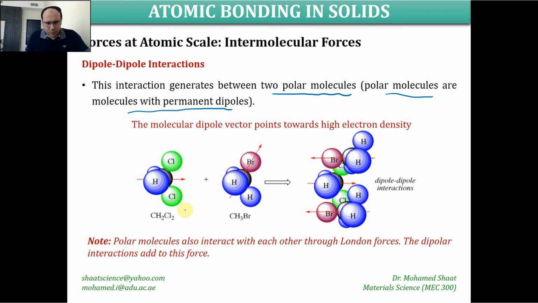So this one has a permanent dipole directed in this direction. It means that the hydrogen is the positive charge and the negative charge goes in this direction. So this side is more negative than this side. And here it is directed up in that direction. It means that this is the positive side and this is the negative side.